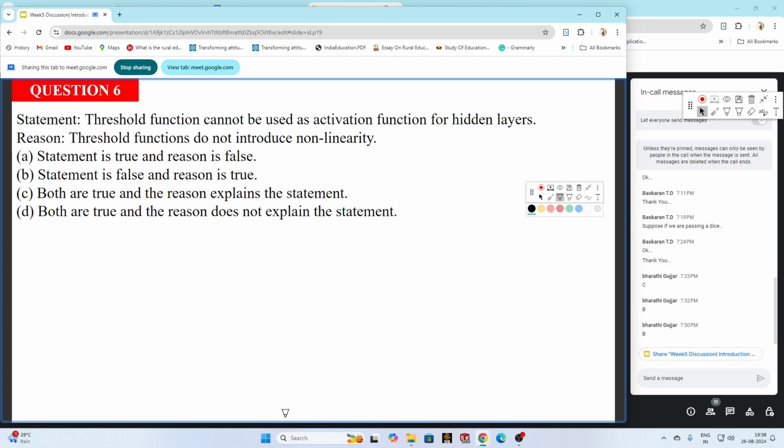Here is a statement and here is a reason, and there are 4 options. Statement: threshold function cannot be used as activation function for hidden layer. Reason: threshold function does not introduce non-linearity. Option A, statement is true, reason is false. Option B, statement is false, reason is true. Option C, both the statement as well as reason are true. And option D, both are true and the reason does not explain the statement. So any guesses?